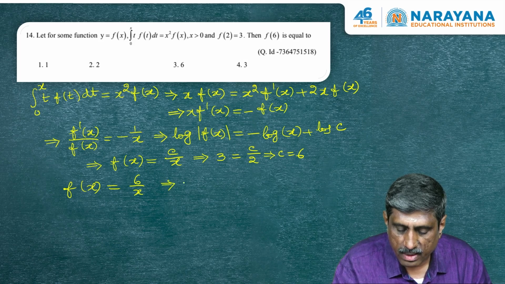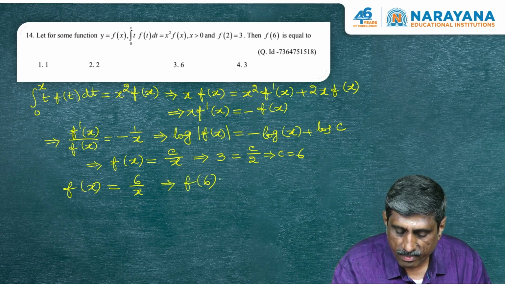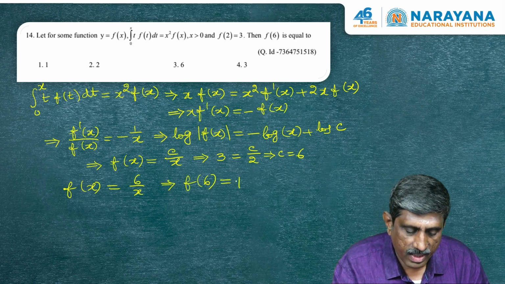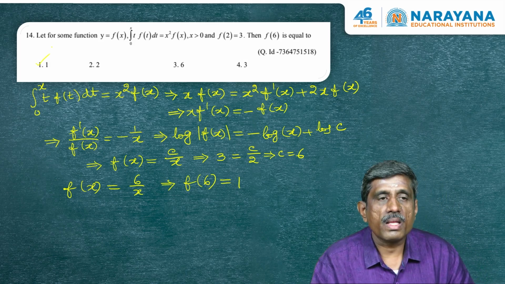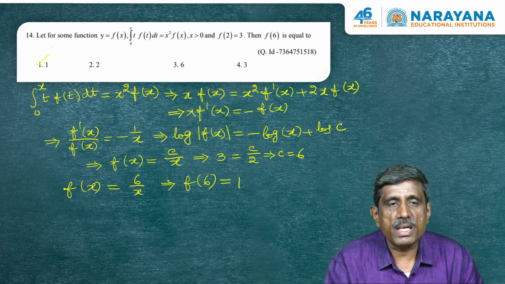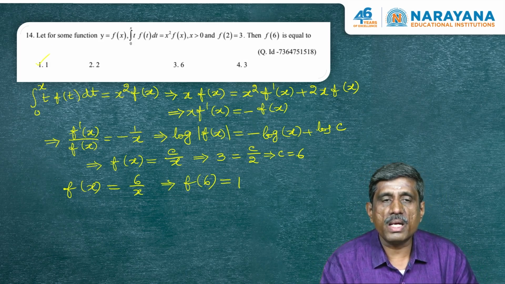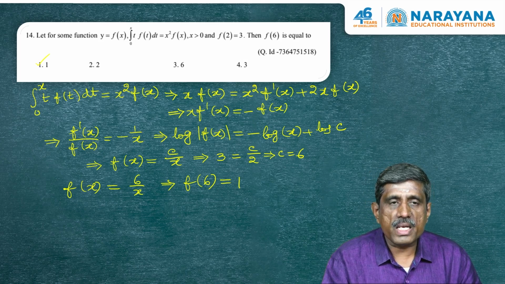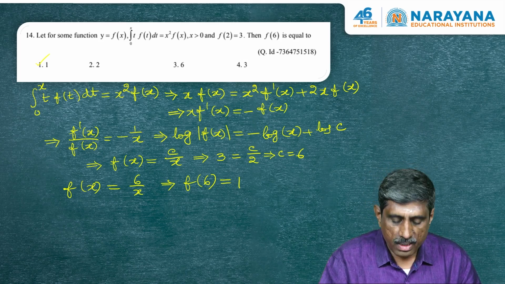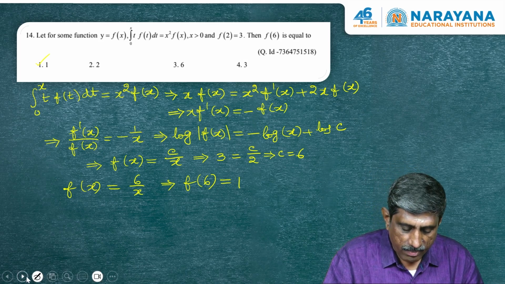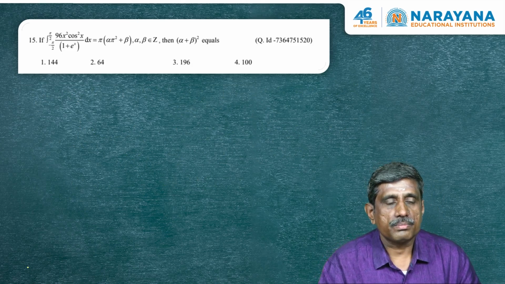We are asked to find what is the value of f of 6. f of 6 is equal to 1 is the correct answer. Option A, f of 6 is equal to 1 is the correct answer. Regular question under differentiation of definite integrals, Newton-Leibniz formula. Let us move on to the next question.